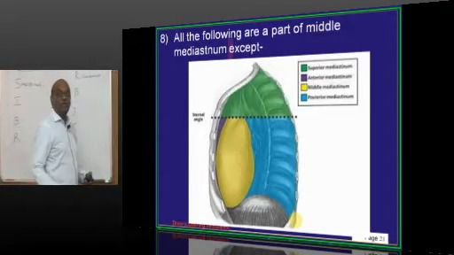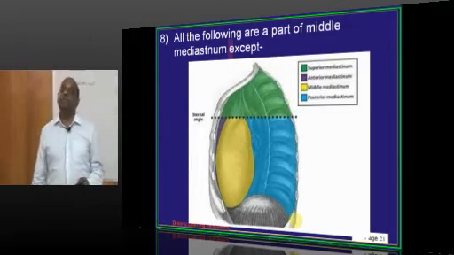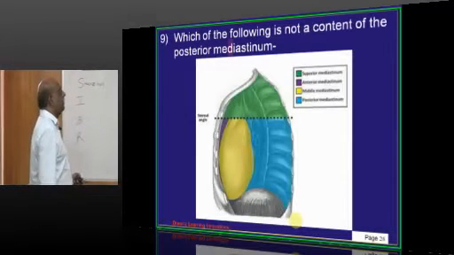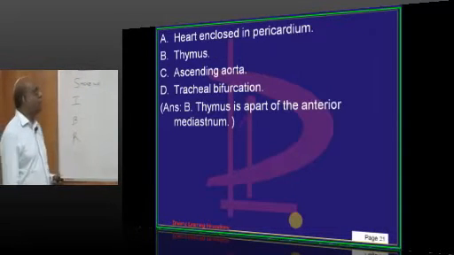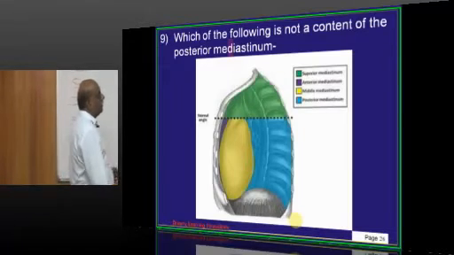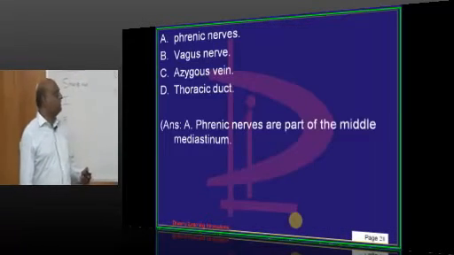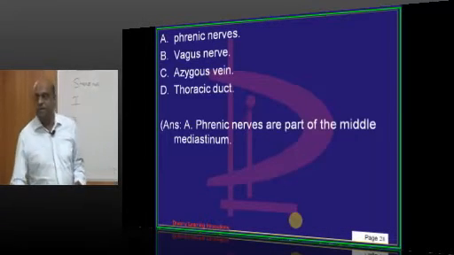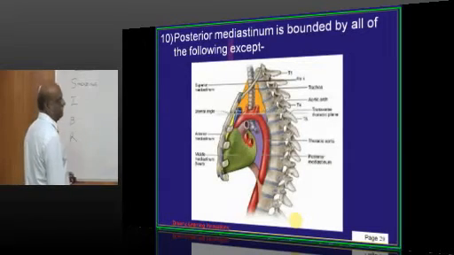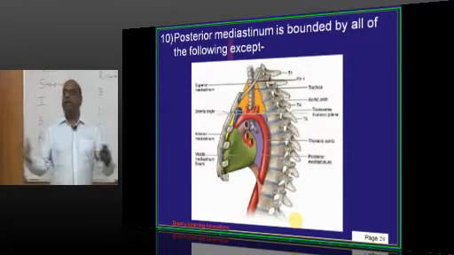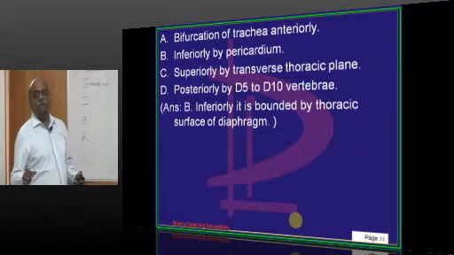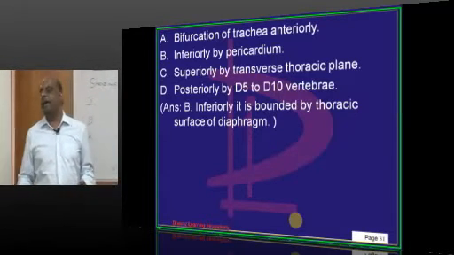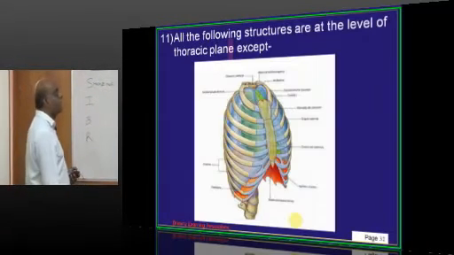Now, with regard to the middle mediastinum, what is the exception? So, thymus is a part of the anterior mediastinum, as all of you know very well. Now, in posterior mediastinum, you don't see phrenic nerve because phrenic nerve is a part of the middle mediastinum. And the various boundaries of the posterior mediastinum, inferiorly it is bounded by the thoracic surface of the diaphragm is what you need to basically remember.